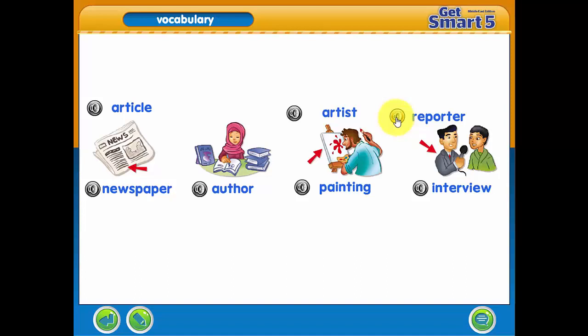Reporter. A reporter is a person who makes a shorthand record of a speech. هذا الشخص الصحفي أو الإعلامي اللي يجري حوارات أو لقاءات. Interview. Interview looks like a meeting. هذا الحوار أو المقابلة. Again. Article. Newspaper. Author. Artist. Painting. Reporter. Interview.